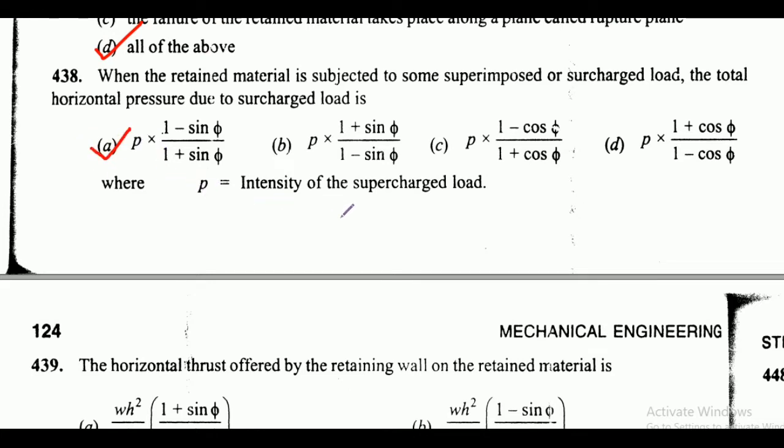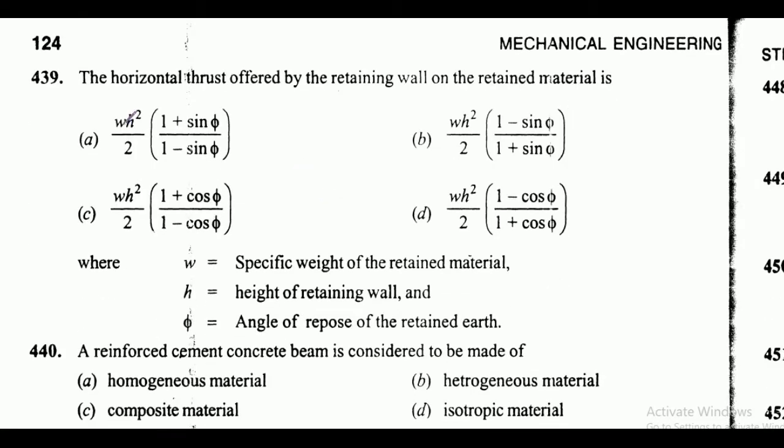Next is the horizontal thrust offered by the retaining wall on the retained material is, here friends, these are the options, where small w is equal to specific weight of the retained material, capital H is equal to height of retaining wall, and phi is equal to angle of repose of the retained earth. So here friends, the correct answer is option B, that is wH square upon 2 into bracket 1 minus sine phi upon 1 plus sine phi.